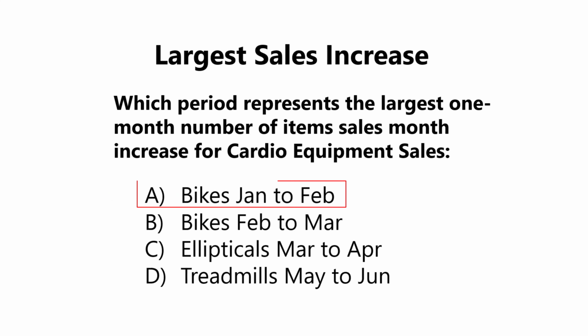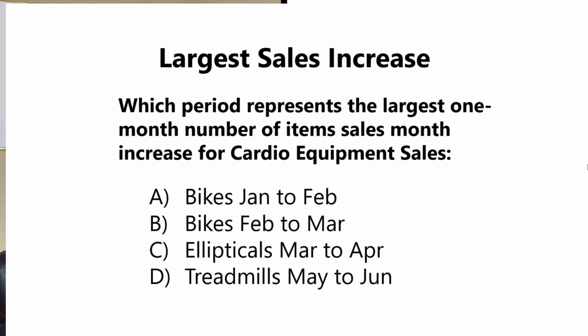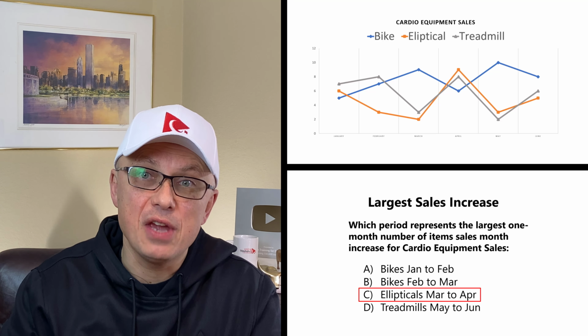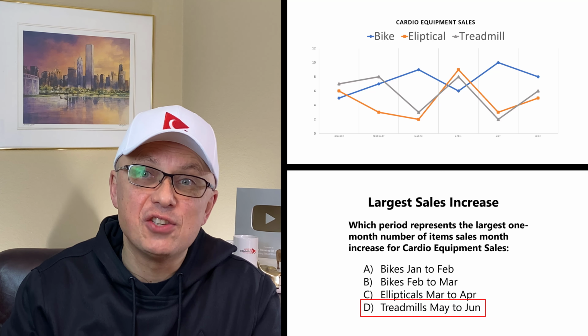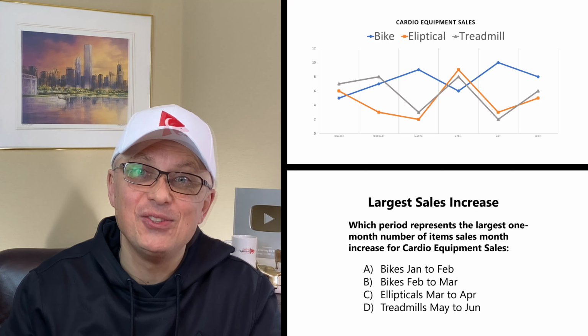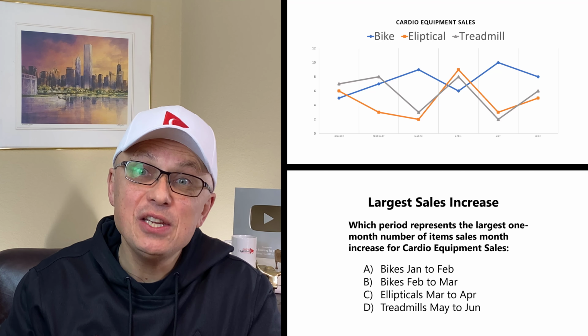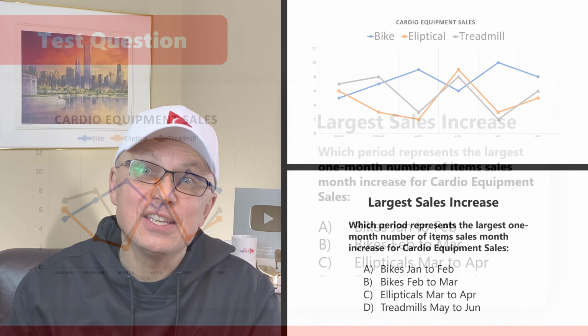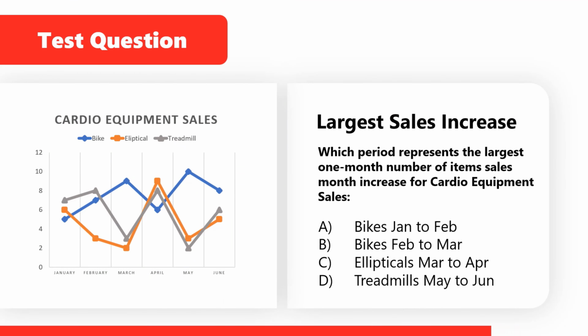You have 4 different choices. Choice A, bikes from January to February. Choice B, bikes from February to March. Choice C, ellipticals, March to April. And choice D, treadmill, May to June. Do you see the answer? You may need to look closely to determine the correct answer for this question. Give yourself 5 to 10 seconds to see if you can come up with the right solution. Are you ready? We're going to move forward and cover the answer for this problem and get to the solution together.